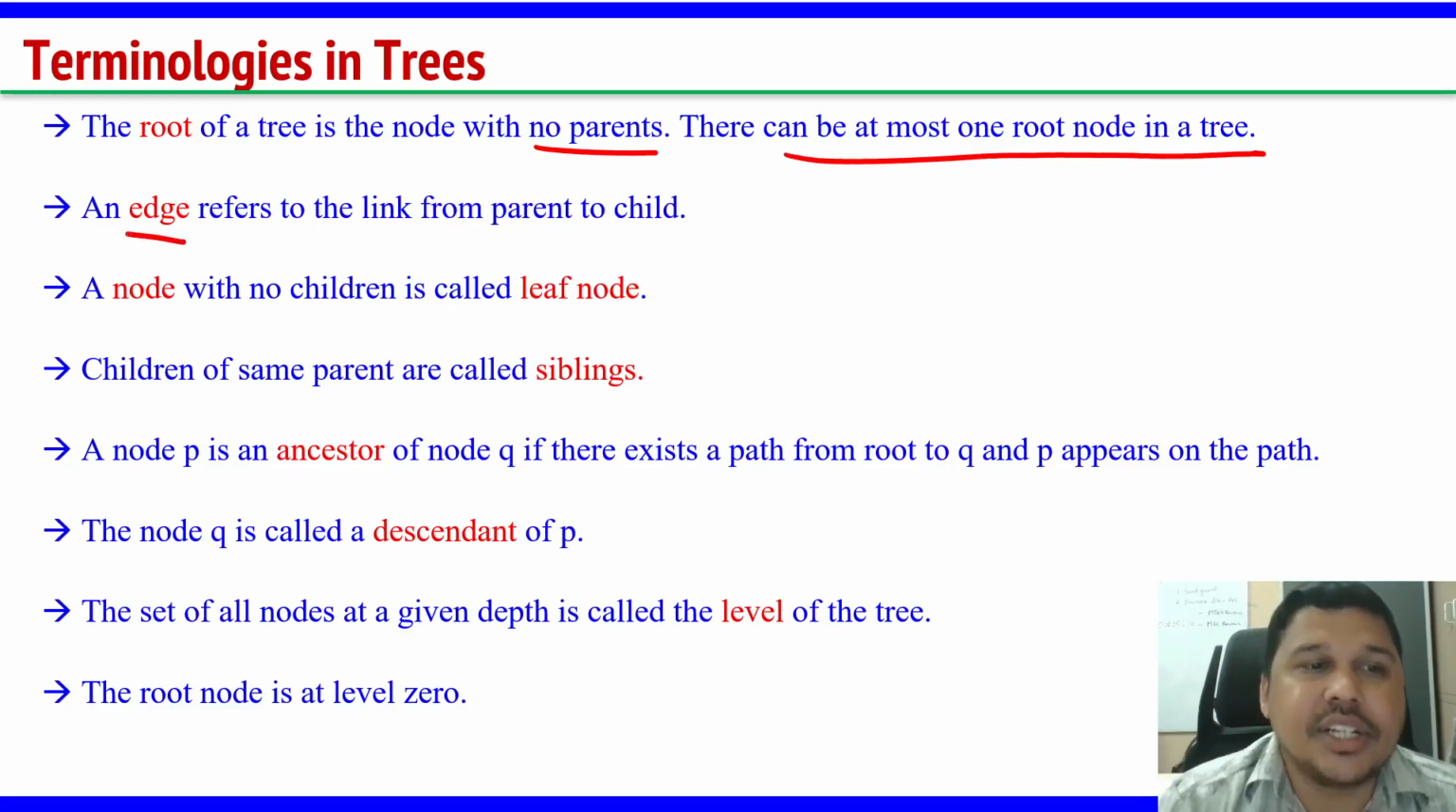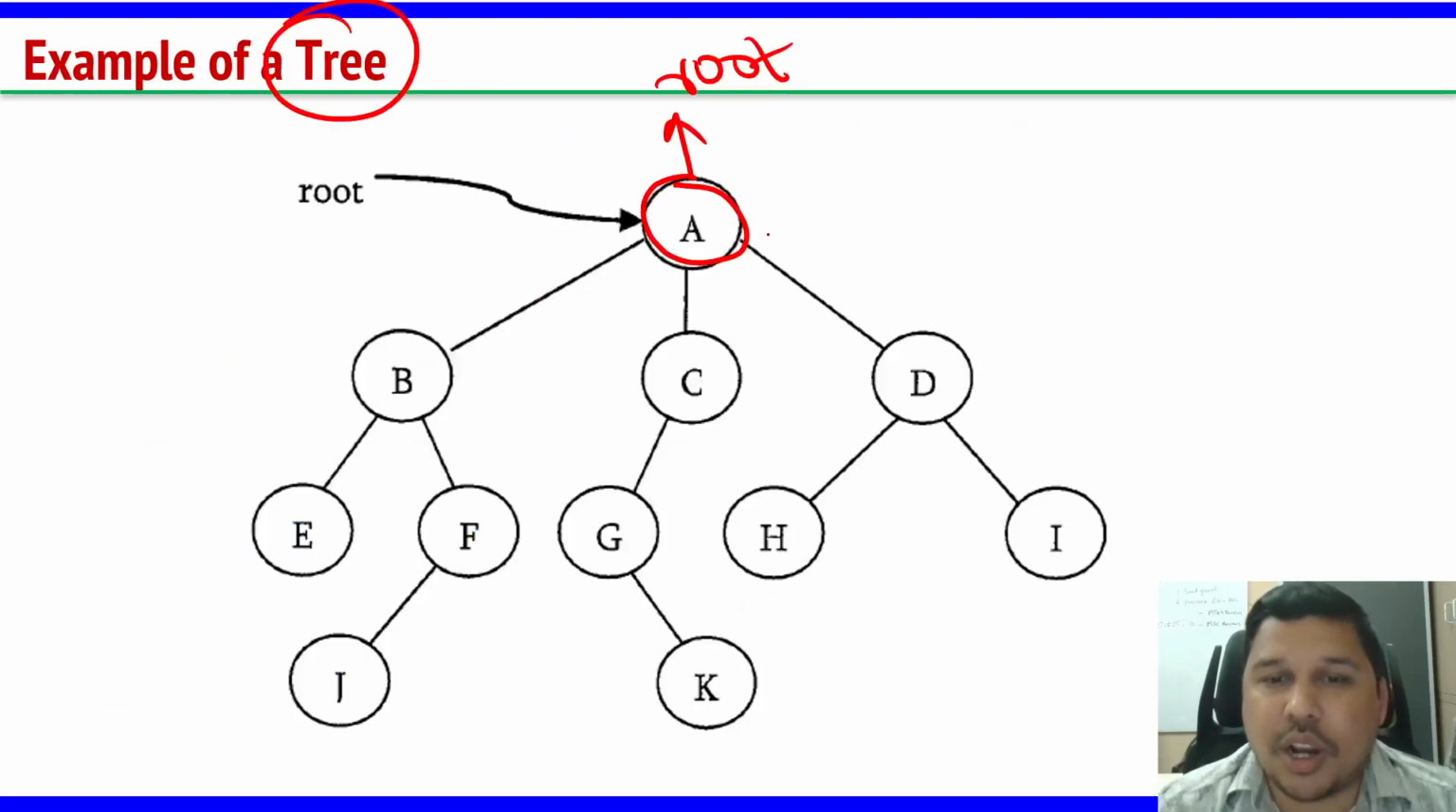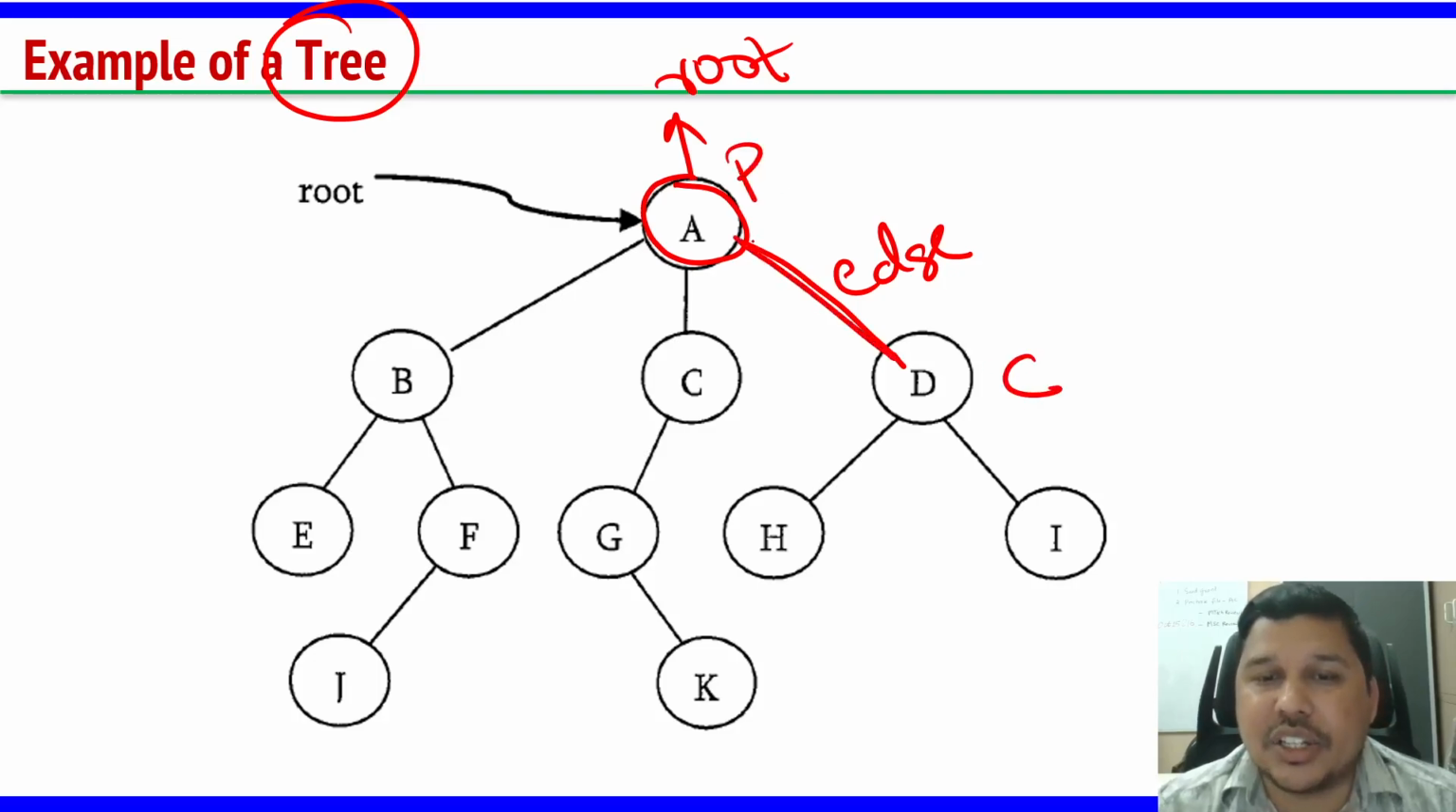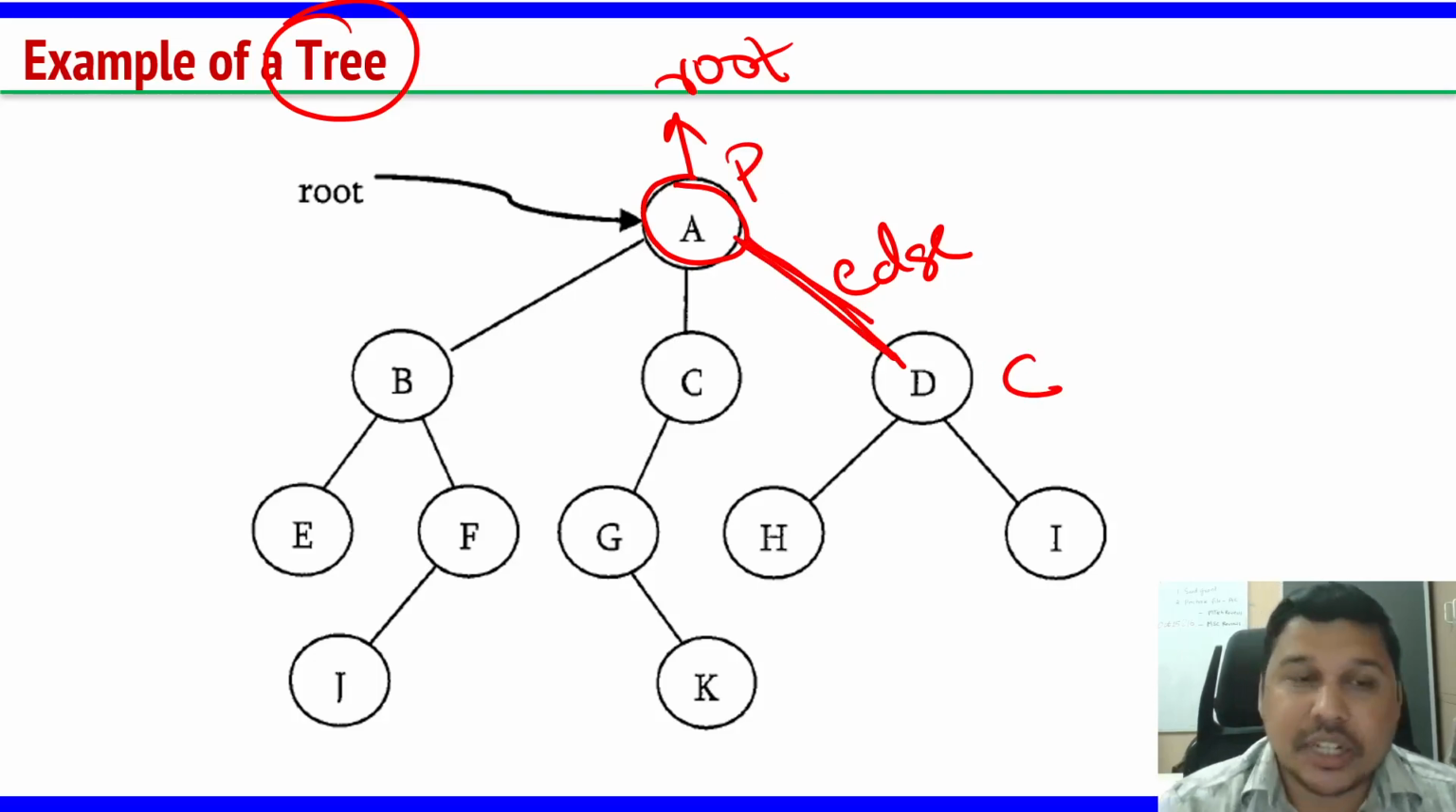Next, an edge refers to the link from a parent to a child. So this is called the edge. If this is the parent and this is the child, then this is the edge. This is called the edge in the tree.